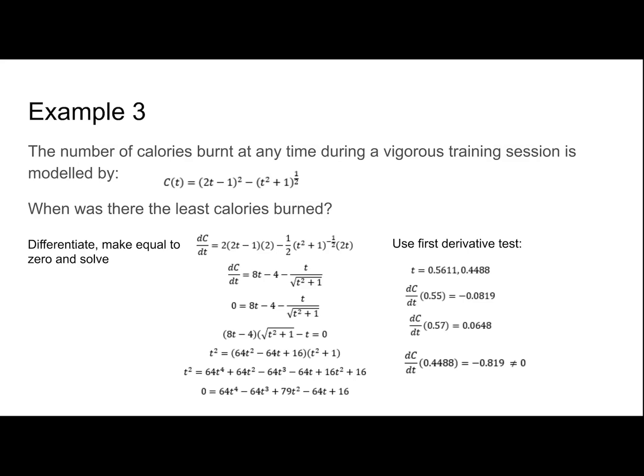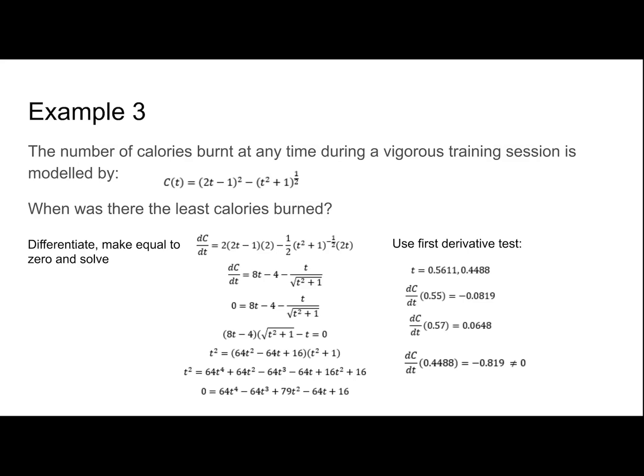So if we use the first derivative test, all we need to do is substitute a point slightly below the turning point and a point slightly above the turning point. If we start off with 0.5611, we'll choose a point slightly below that, 0.55, and a point slightly above, which is 0.57. We know that dc over dt is a gradient function. How the first derivative test works is that you're trying to find whether the graph is increasing or decreasing below this turning point, and whether it's increasing or decreasing above this turning point.